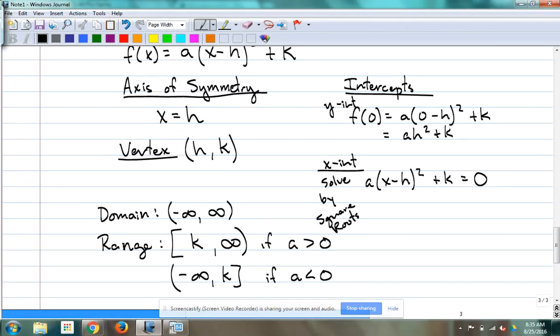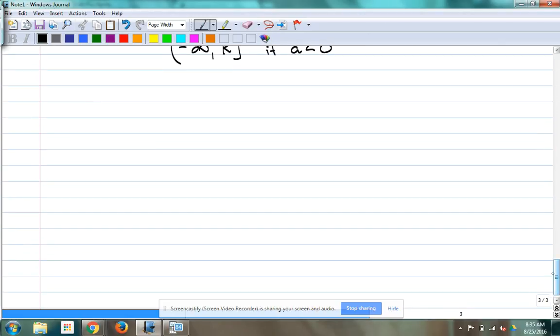Without any calculations, we get a lot of that stuff for free with the vertex form. And there are times when vertex form is the best form. There's times when standard form is the best form to have, depending on what you want. Okay, so let's look at an example of something that's in vertex form and do all this stuff for it. Example B, g of x equals 2 times (x minus 3) squared, and then plus 4.